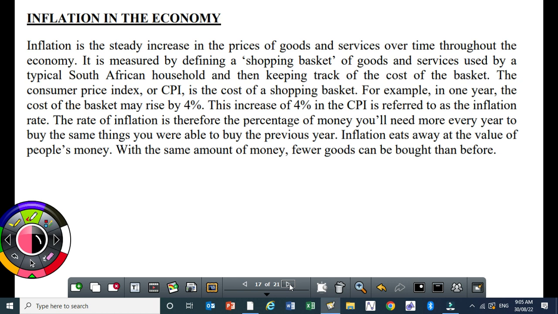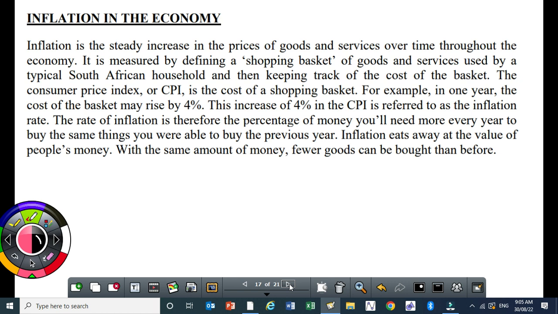And it is determined by various factors. If the rand is weak, it can cause the price of goods to go up. If the fuel prices go up, it causes the price of goods to also go up. Also the demand for goods causes the prices to go up. So life is more expensive now than it was, say, a year or two ago.